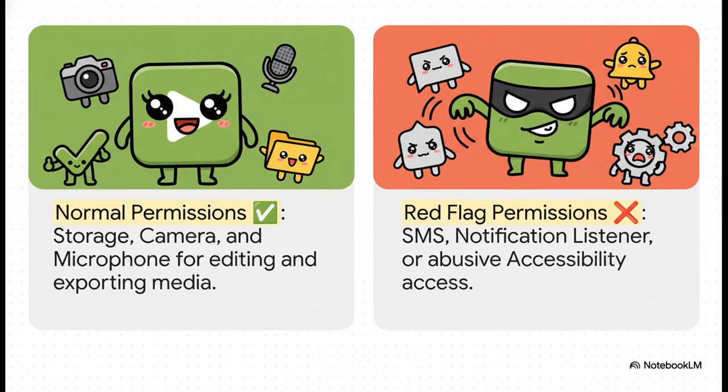And this brings us back to permissions, which are so important. You have to use a little common sense here. A video editor like CapCut, of course it needs access to your storage to save videos, your camera to record, and your microphone for audio. That all checks out. But if that same app starts asking for permission to read your text messages, or listen to all your notifications, or take control of accessibility features, whoa, those are massive red flags. There's absolutely no reason a video editor needs that stuff.